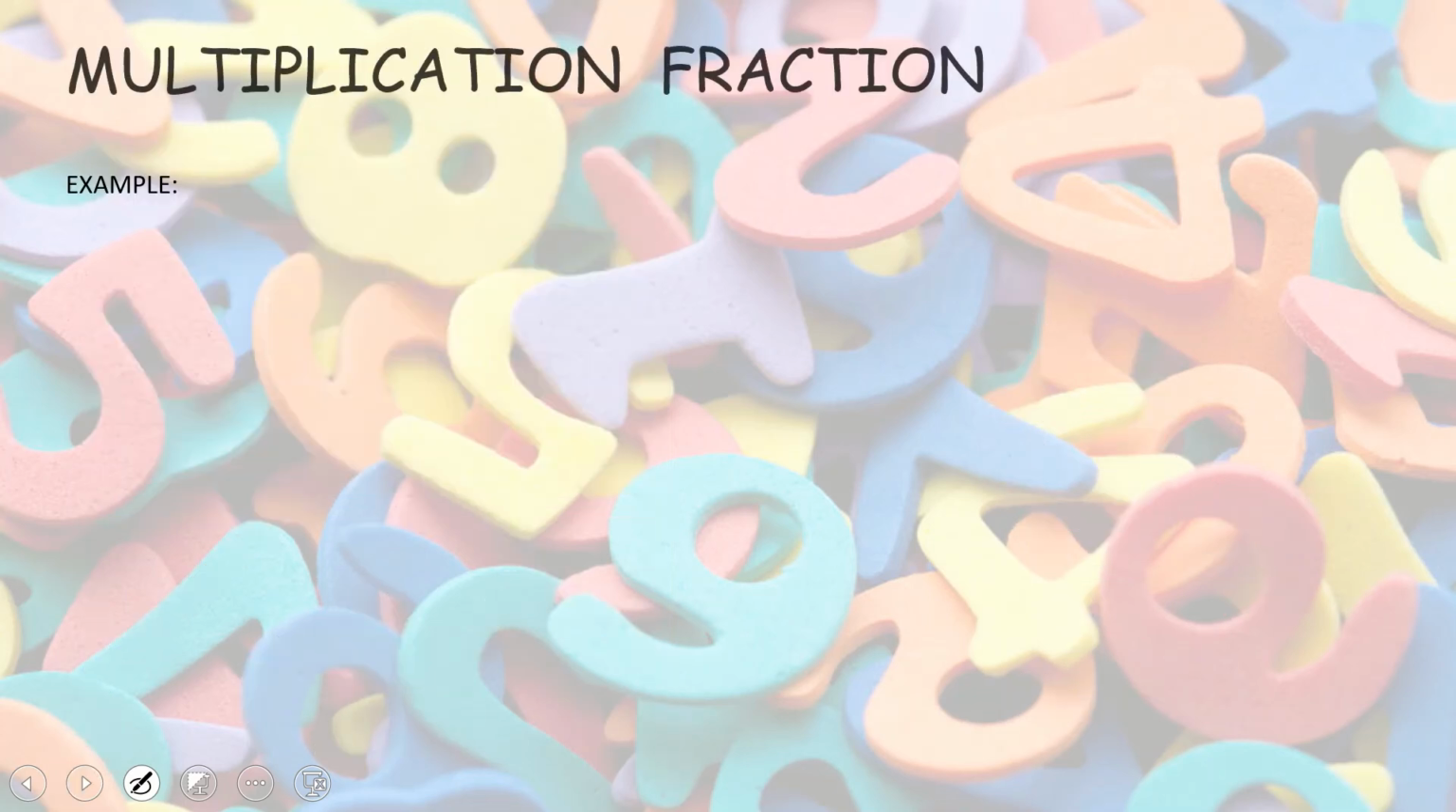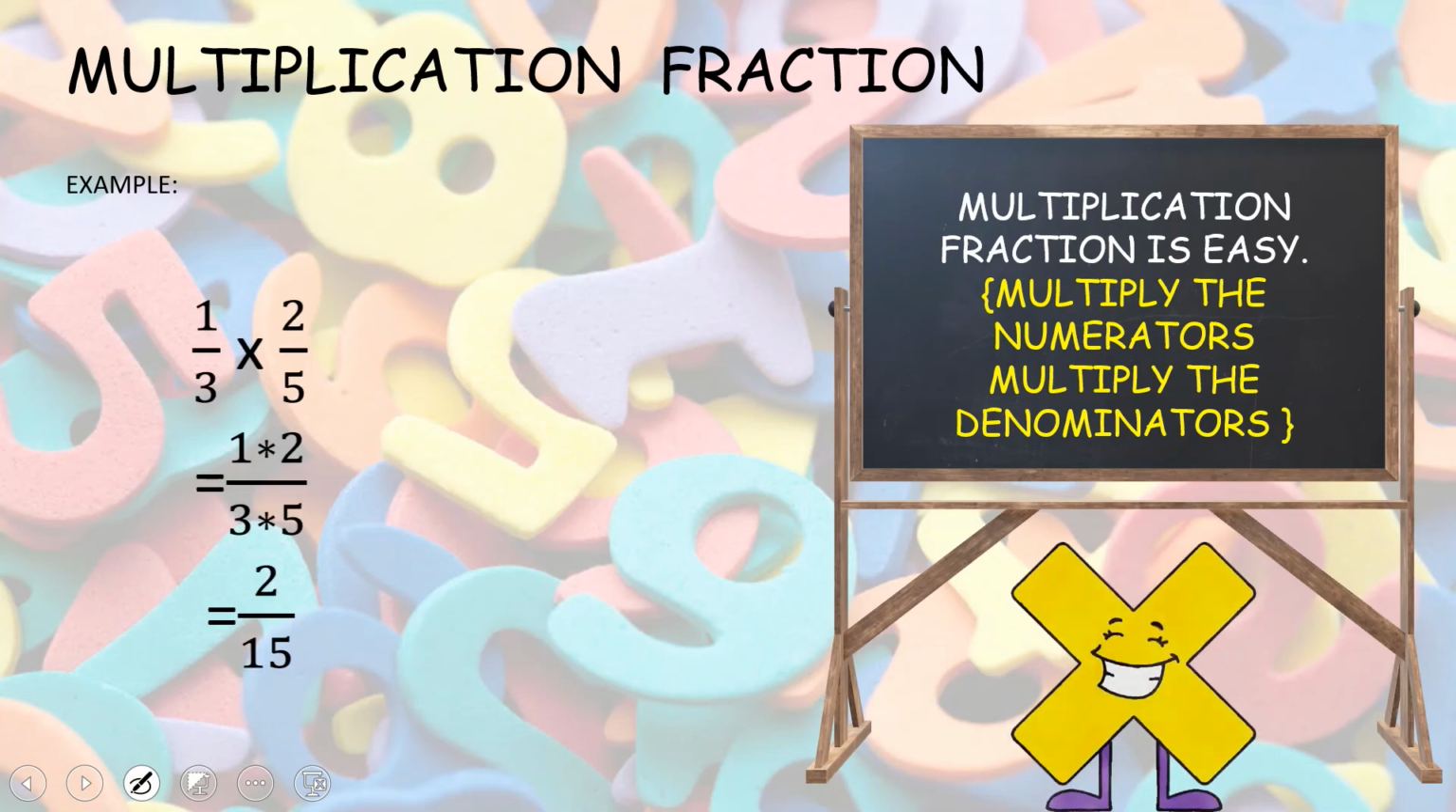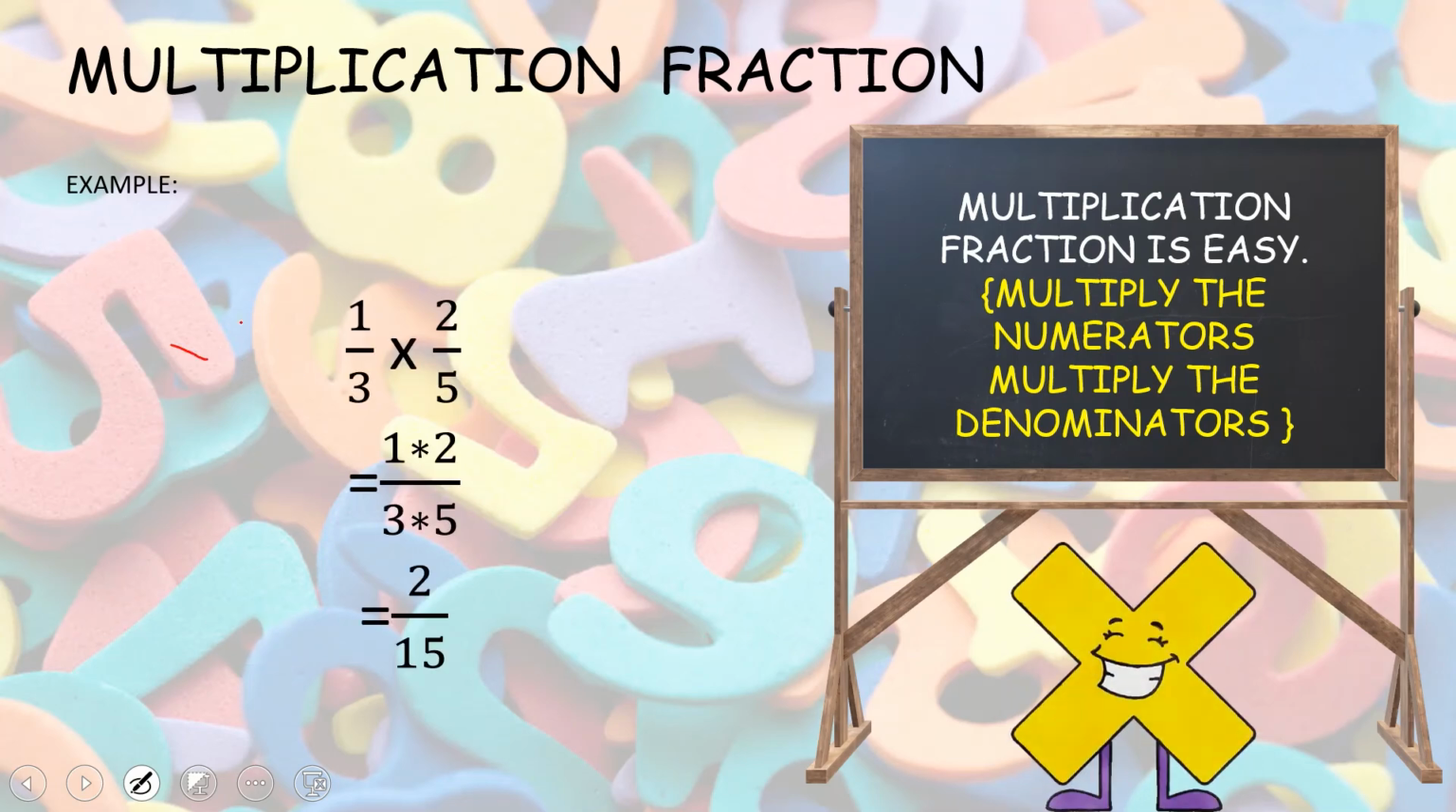Moving forward to our multiplication fraction. Multiplication fraction is the easiest one. You simply need to multiply the numerators and then multiply the denominators. So let us take an example: 1 by 3 multiplied by 2 by 5. What you need to do is simply multiply your numerators and denominators. Multiply 3 into 5, multiply your 1 into 2, you'll get 2 by 15. This is as simple as any other fractions. So need not worry about multiplication fraction. It is the easiest form of fraction.